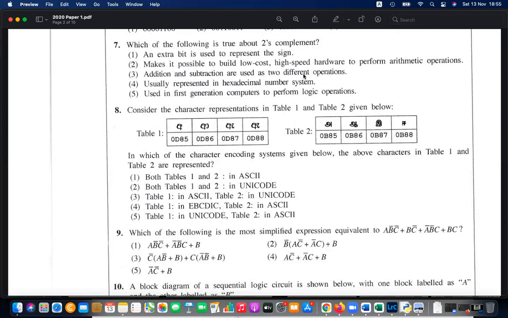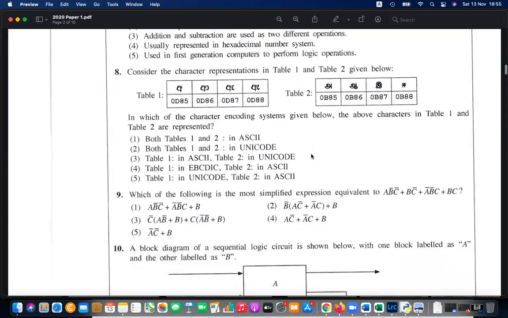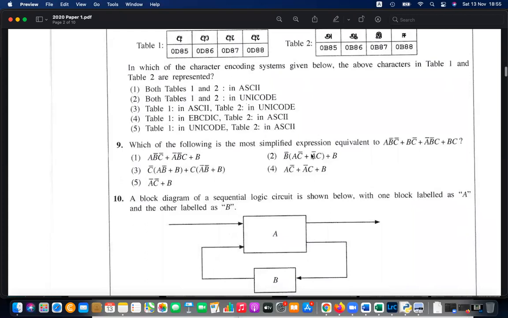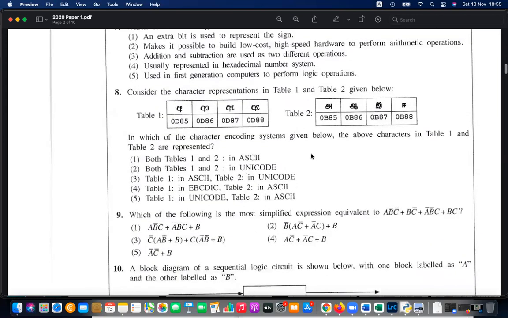Question number 8. Consider the following character representation, table 1 and table 2 given below. Which of the following character coding systems is given, and the above characters in table 1 and table 2 are represented? It's Unicode. Both are Unicode. You know, the idea of Unicode is giving a unique code.